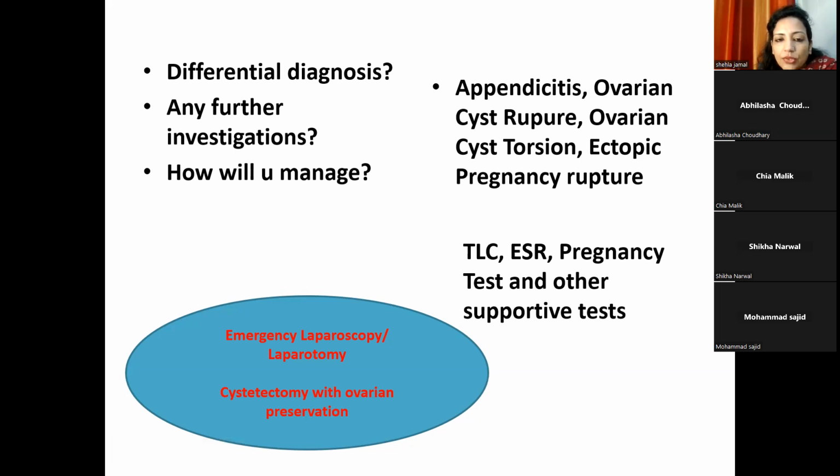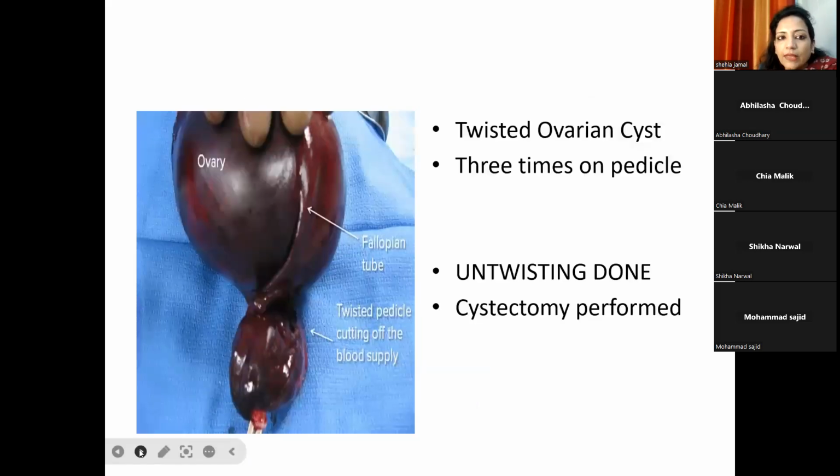Okay. So nowadays, we can go for laparoscopic route also. There we first confirm the diagnosis, and then we can proceed with removal of the cyst, that is cystectomy. And in very many cases, we can do ovarian preservation also. It's not necessary to remove the ovary or do an oophorectomy.